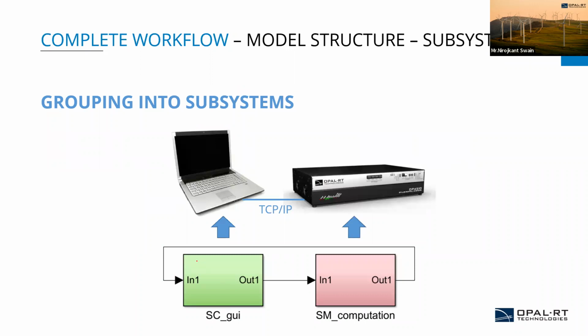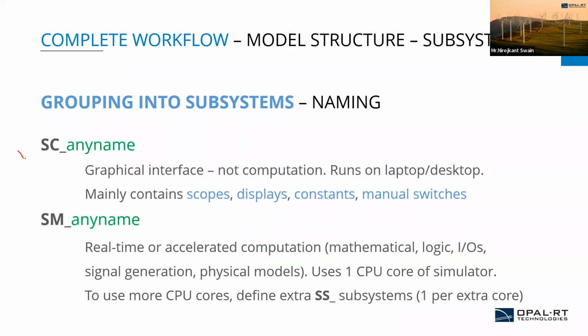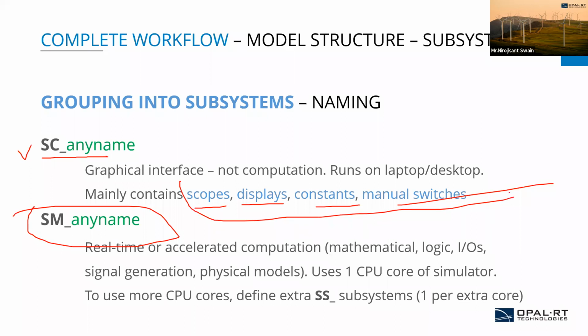Whatever you place in SC will run in your host PC, and whatever you place in SM will run in your real-time simulator. In SC, the name should be like SC underscore any name. In SC, we'll place scope, display, constant, and manual switch. The rest we'll place in SM, and the SM name should be like SM underscore any name.